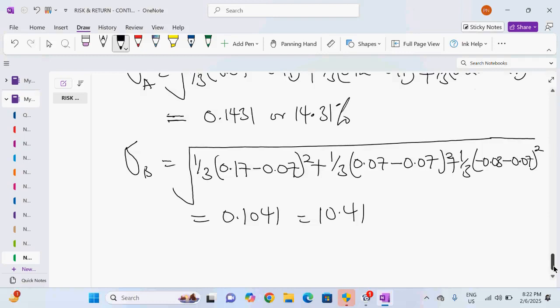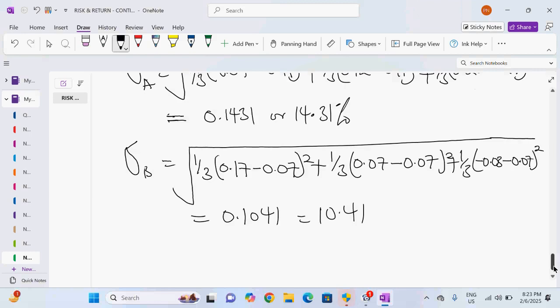Okay. So then, what is the next step? The next step is to compute the correlation coefficient.